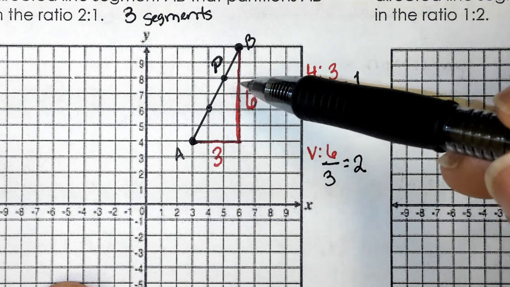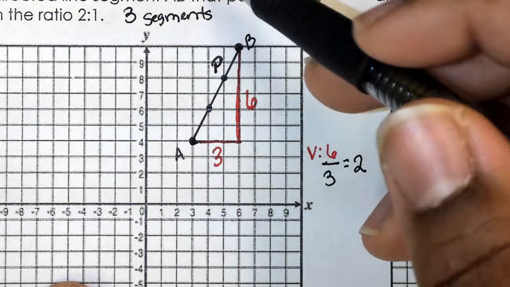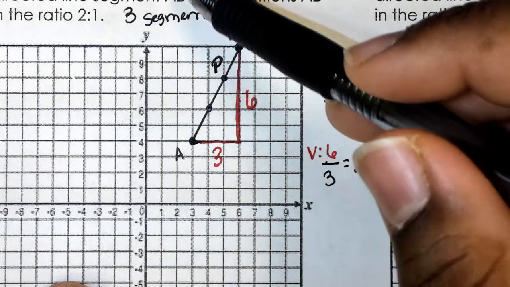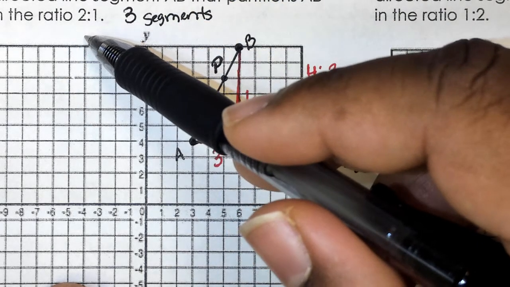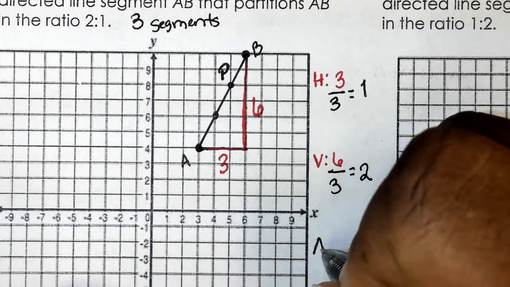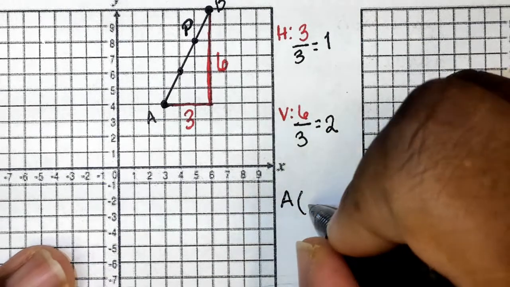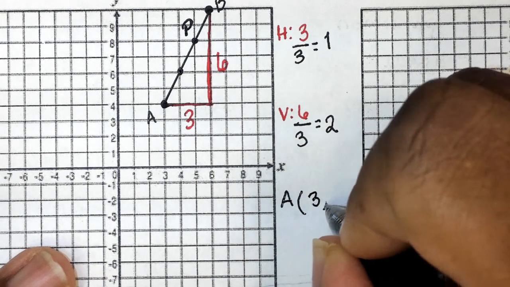Back to this. So this will be my point P right here. But let me show you mathematically how you could have done this. Since we're going from A to B, and they want me to partition 2 to 1, from A, I know I got to do 2 partitions. From A, which was (3, 4), and I want y'all to do this with me, I'm going to show you how to do it mathematically.